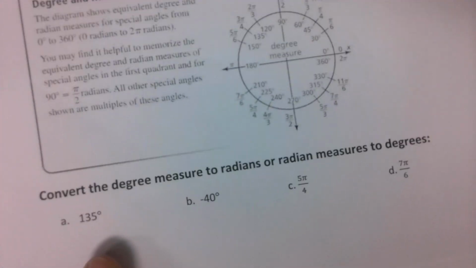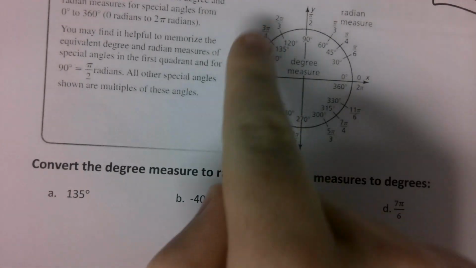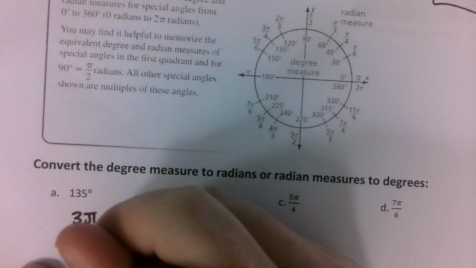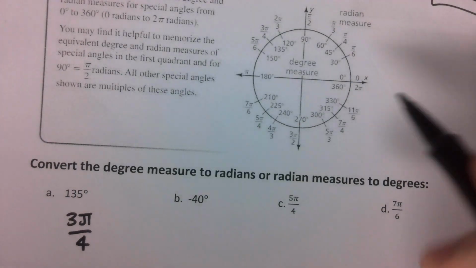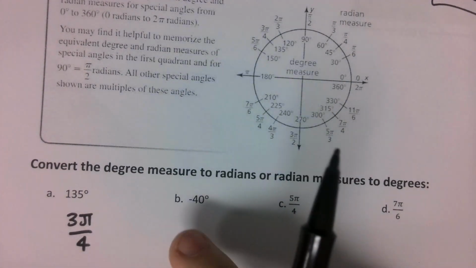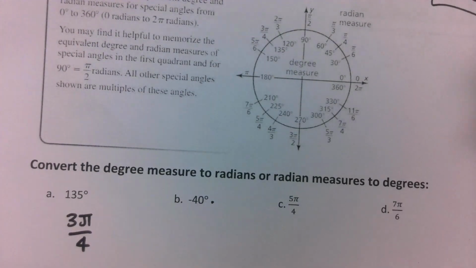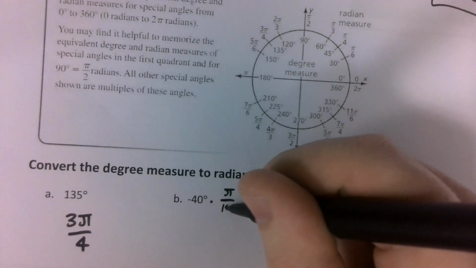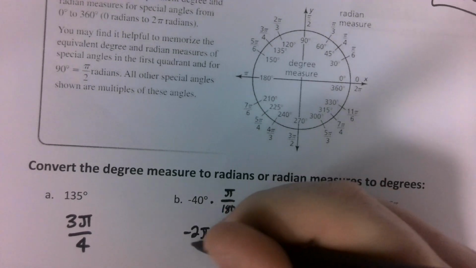If we're trying to convert from 135 degrees, we know that's on our unit circle. 135 is 3 pi over 4, so we can just write that down as 3 pi over 4. Now, negative 40 actually isn't on this, nor is its coterminal angle of 320. This is one where you would have to use the formula because, unfortunately, this one is not on our unit circle. You would end up with negative 2 pi over 9.